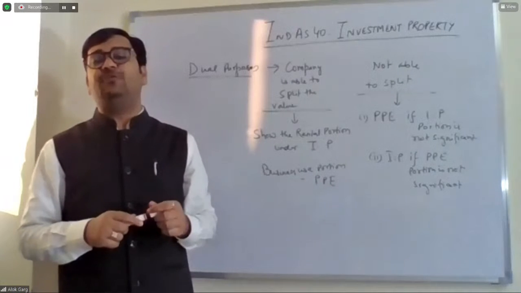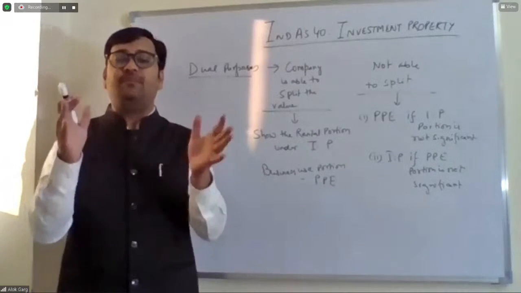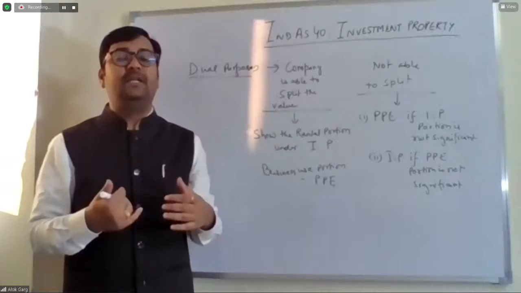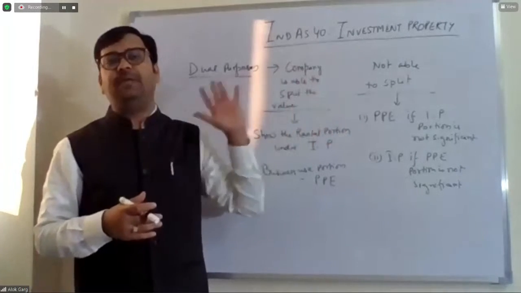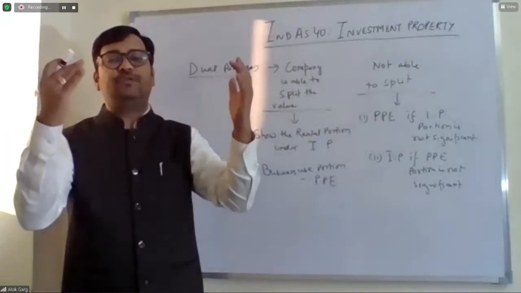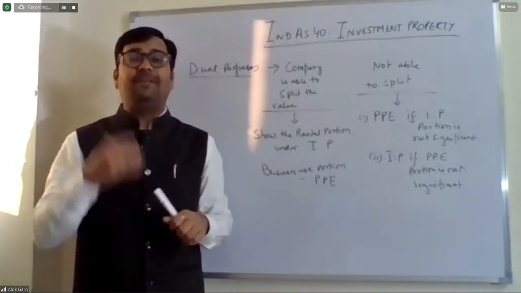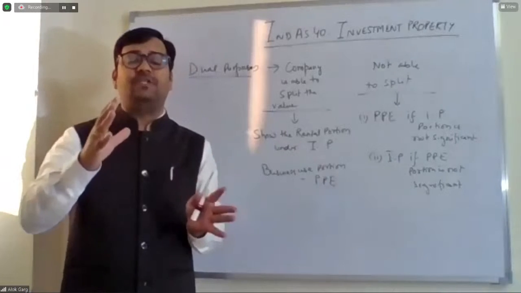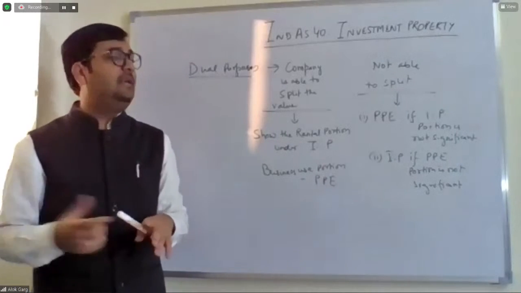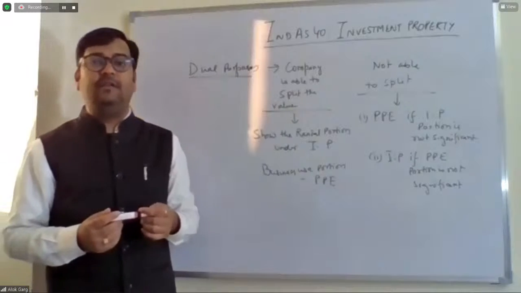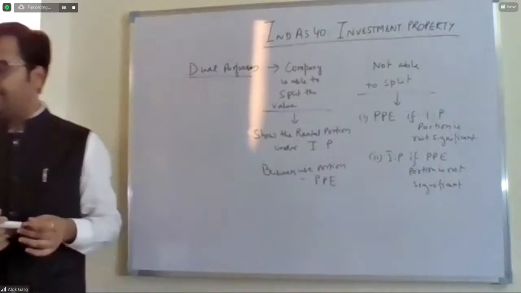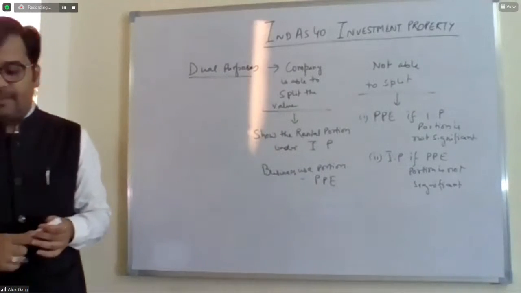So friends, in this case, you need to see that the 60% portion is used for business purposes, and hence it is shown as PPE, okay? The highest portion is used for business purposes, and hence it is shown as PPE. If the highest portion, for example 3 floors, has been given on rental basis, in that case it will be shown as investment property. Is it clear? Guys, is it clear?